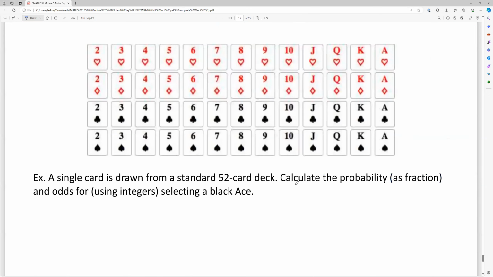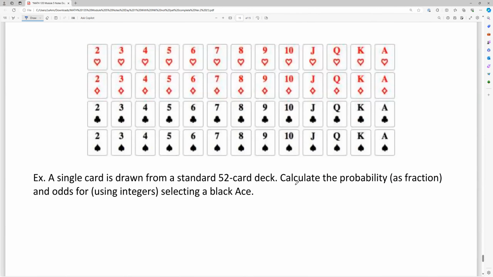Okay, so let's look at this last page of examples. This is our card deck again. It says a single card is drawn from the standard 52 card deck. Calculate the probability first as a fraction. So we're going to do probability of something, and then we're going to do the odds for, okay? And that is selecting a black ace.